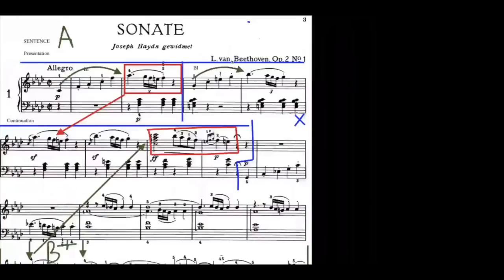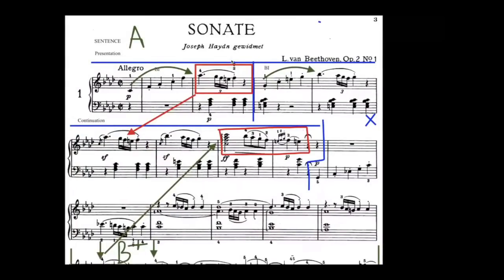So the basic idea behind harmonic rhythm is pretty simple. A lot of composers use it, but sometimes it's not always straightforward. In this piece, I'm choosing it because it's a pretty clear example of harmonic rhythm.